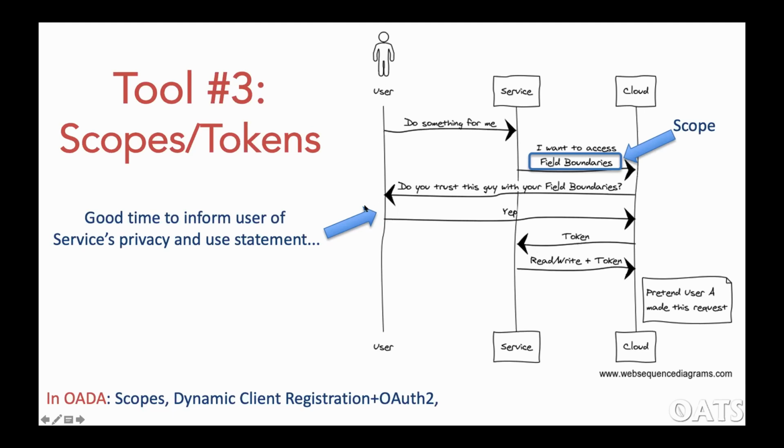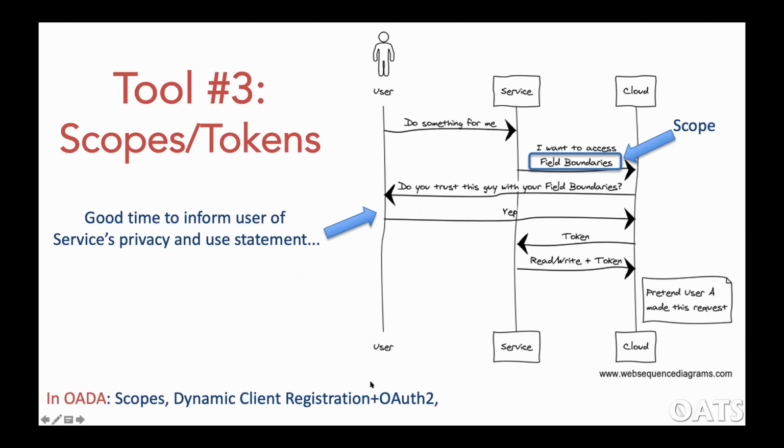Now, in this flow, it's important to understand that this point right here is where the technological restrictions end, like as soon as he says yes, and the legal restrictions take over. So in OADA, we require that at this point is where the user is shown the privacy and use statement of the service that is asking for permission to view their data. And I think that's a really important piece.